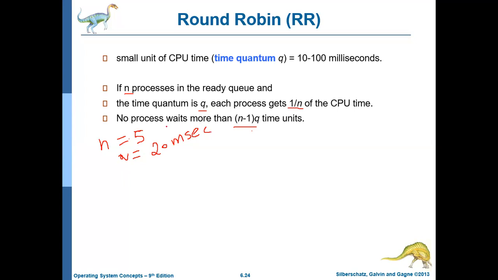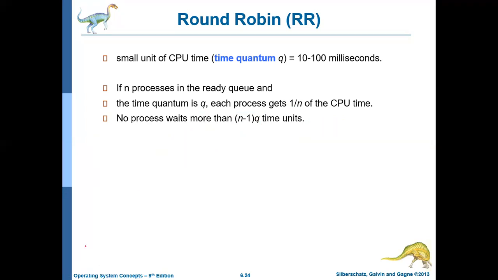Now you can plug into this particular formula. What is the maximum time a process may have to wait for the next round of execution? It is just n minus 1 into q. In our case n is 5, so n minus 1 is 4, and 4 into 20 is 80 milliseconds. So a process need not wait more than 80 milliseconds for getting the CPU during the next round. It is sure that it will get the CPU after 80 milliseconds, or even before 80 milliseconds if some of the processes complete in between.